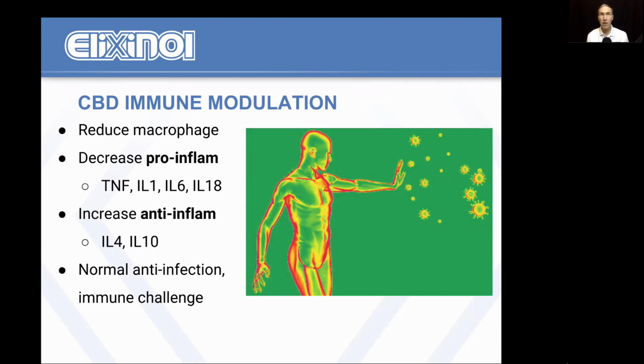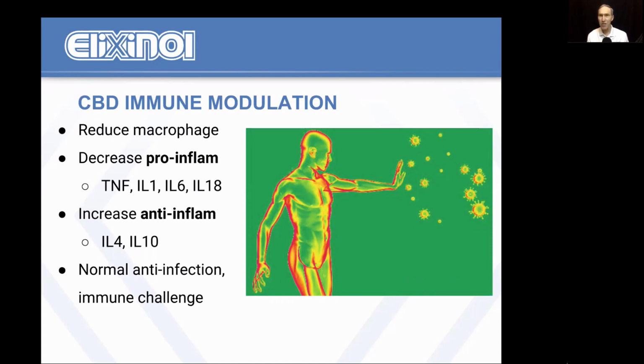It also decreases the macrophages' production of pro-inflammatory substances: the cytokines, the tumor necrosis factors, and interleukins 1, 6, and 18, as well as 17.